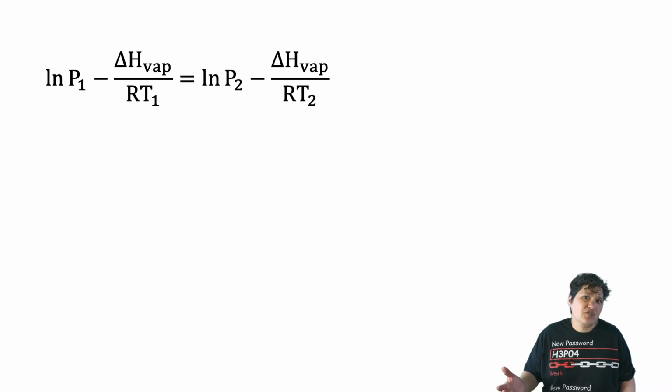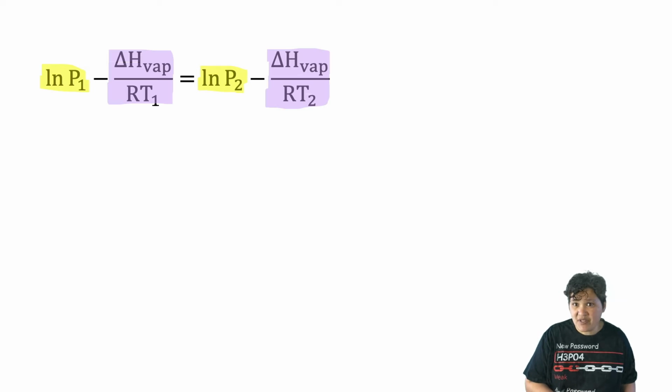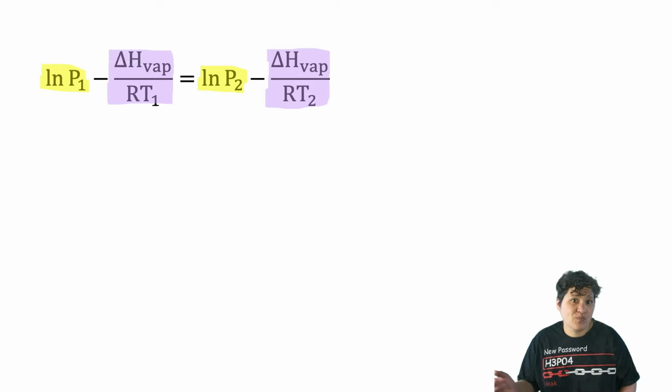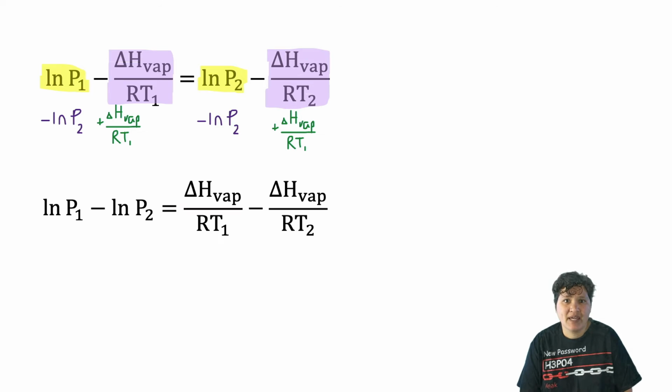So here I've taken those 2 expressions and set them equal to each other, and you'll notice that each of these 2 sides has 2 parts, a side that has a natural log of something and a fraction. What I'm going to do now is put all of the natural log stuff together by subtracting the natural log of P2 from each side, and then put all of the other stuff together by adding this quantity to each side. Now we have this equation which we can simplify further.